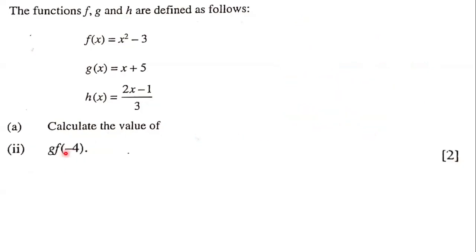Next, we have to calculate the value of g of f of negative 4. And so what this basically is, we have two functions. The baby function is f, and the parent function is g. We're going to take f of negative 4, and we're going to put that answer inside of the function g.